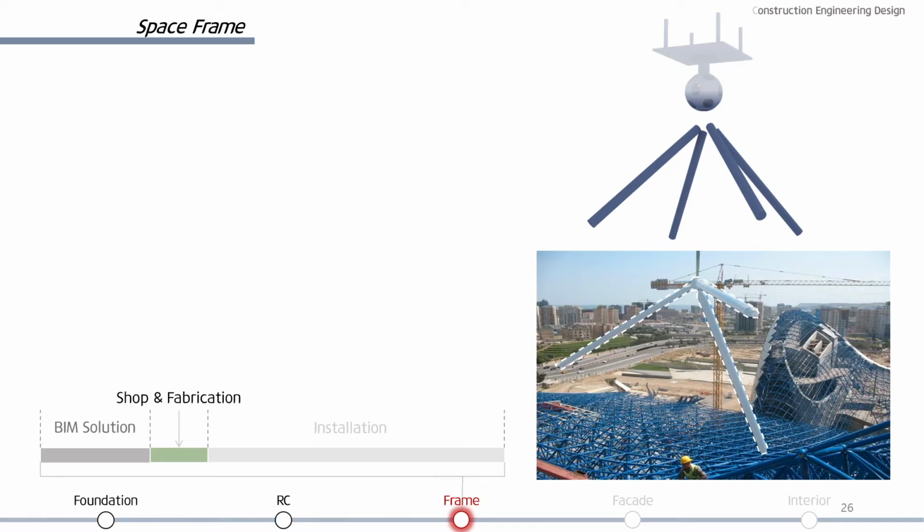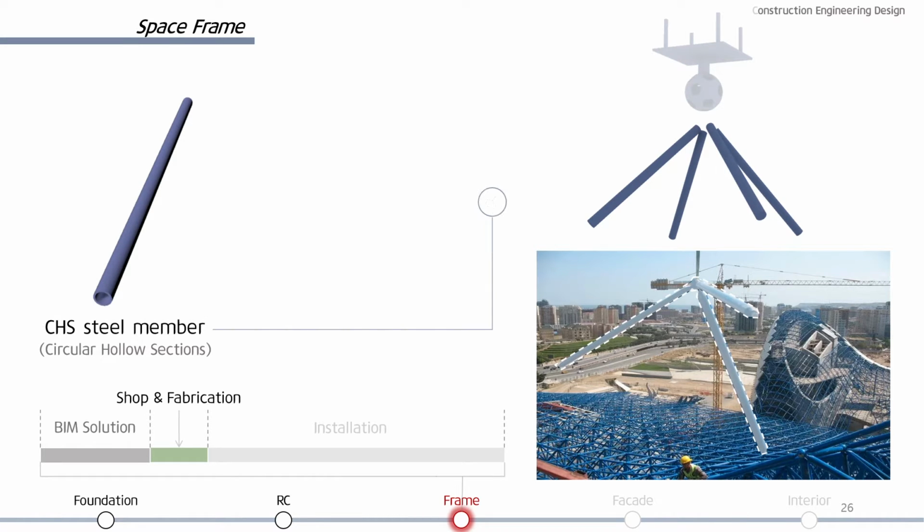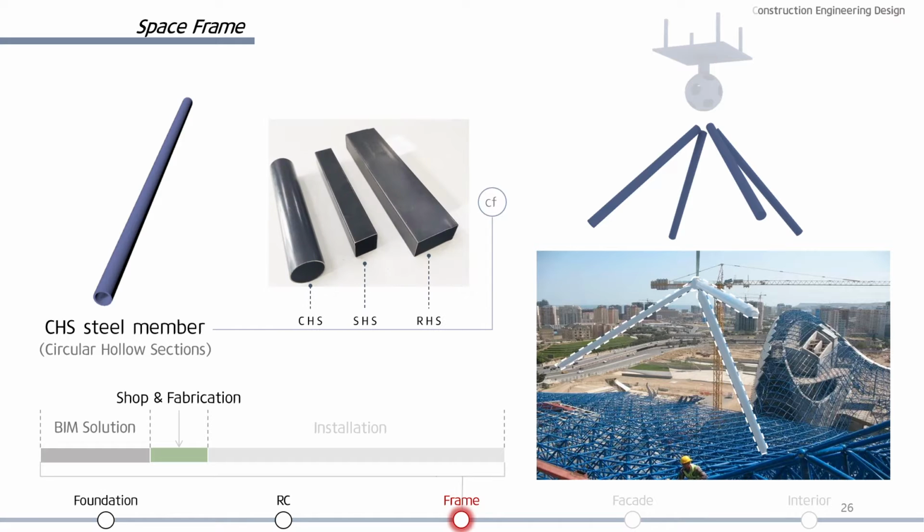The steel members used in the Heydar Aliyev Center are all CHS members, also known as circular hollow sections. Circular hollow sections, compared to square or rectangular hollow sections, are more advantageous because they offer a stiffer geometry using the same mass.